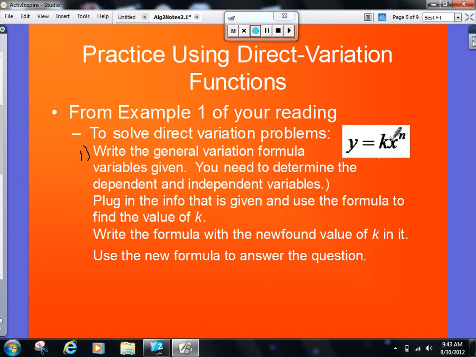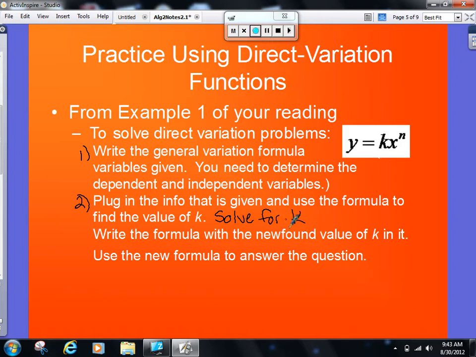The only thing tricky about that is you will have to determine which one is independent and which one is dependent, because it will definitely matter which one goes in which place. After that, in the problem, they're going to give you some sort of code. You're going to plug in the info that is given to you. So they're going to say, and you'll see in a minute, when y is 20, x is 4. You'll plug it in. You'll use that information and you will solve for k. So your step 2 is to figure out what k is.